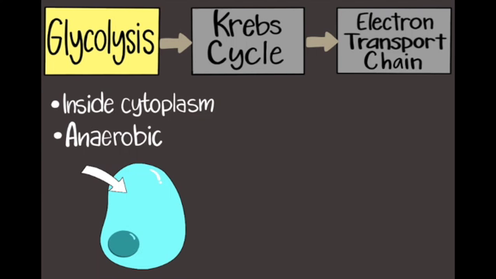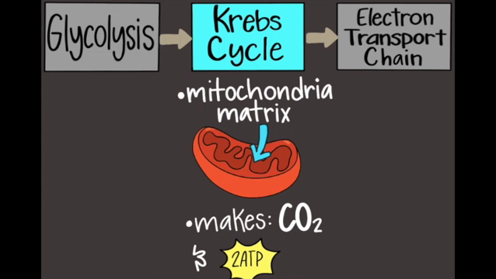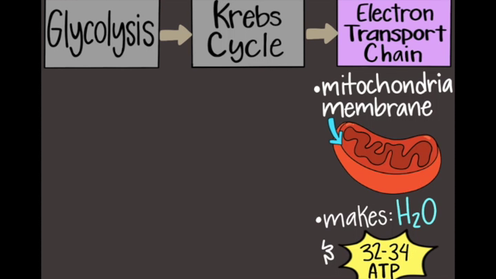After that glucose is broken down, if we have oxygen present in our cells, we move on to the Krebs cycle, which happens in the mitochondrial matrix, or that squiggly line in the middle of the mitochondria. This step breaks down glucose even more and makes carbon dioxide, which we exhale, and 2 ATP. What's left of our glucose moves on to the electron transport chain. This step takes all the energy from our glucose and puts it into the most ATP. And this happens in the outside membrane of our mitochondria. It makes water as a waste product and makes 32 to 34 ATP.